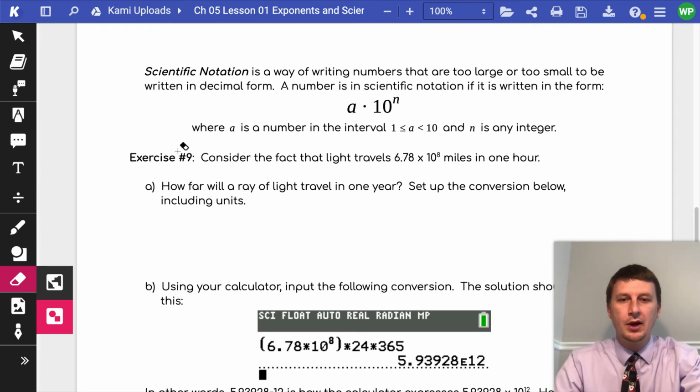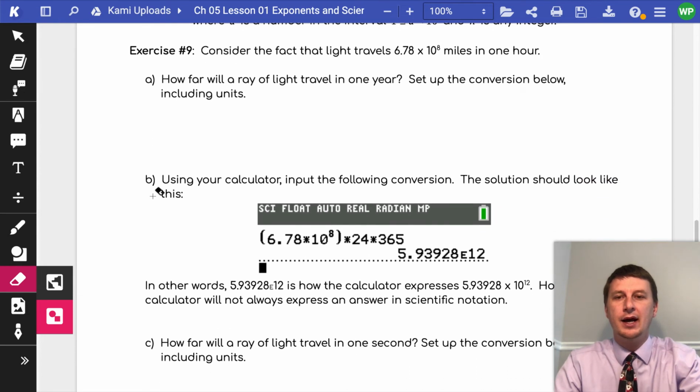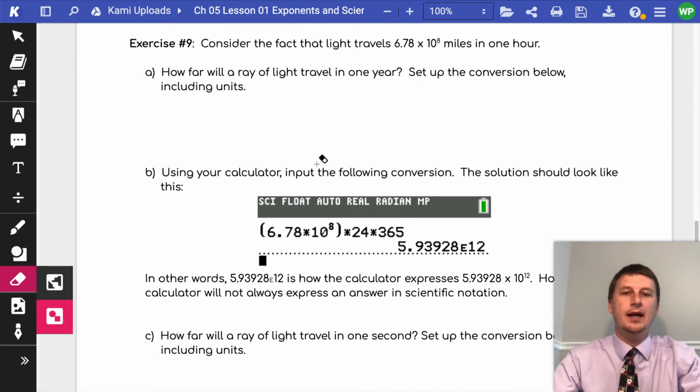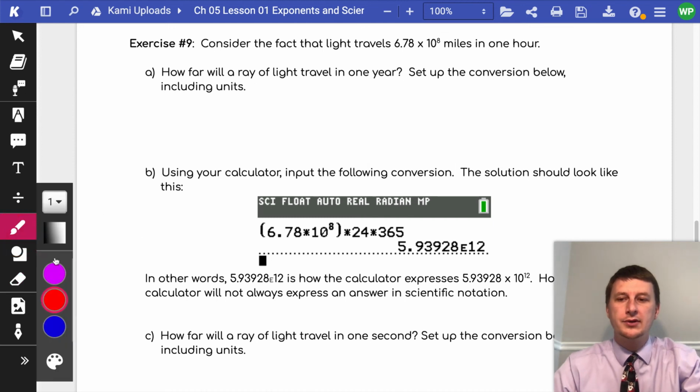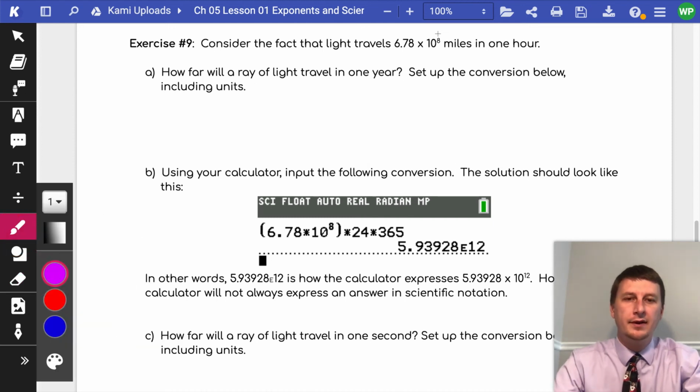So knowing that, let's take a look at exercise number 9, where it says, consider the fact that light travels 6.78 times 10 to the 8th miles in 1 hour. So let's pause right there, because first off, we have this number right here, which is in scientific notation because the a value, the coefficient, is a number between 1 and 10. 6.78 is definitely between 1 and 10. And the value of our exponent is an integer, that's 8.